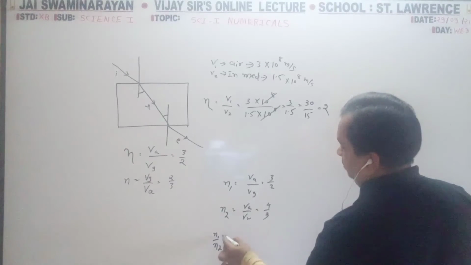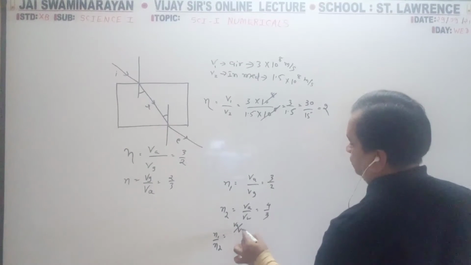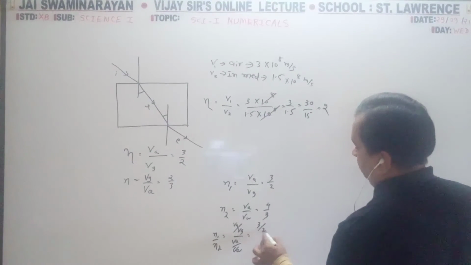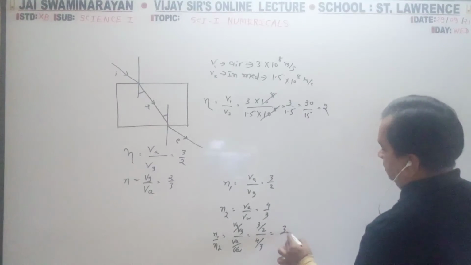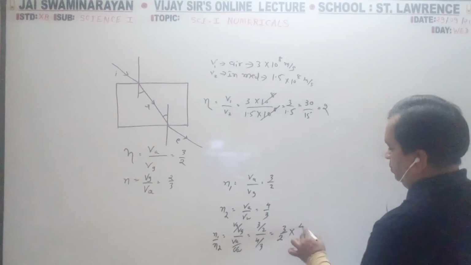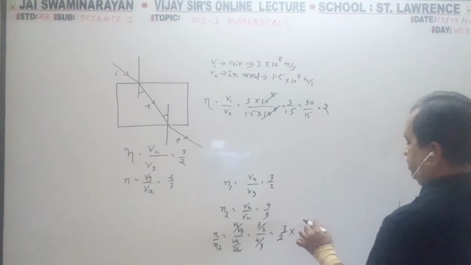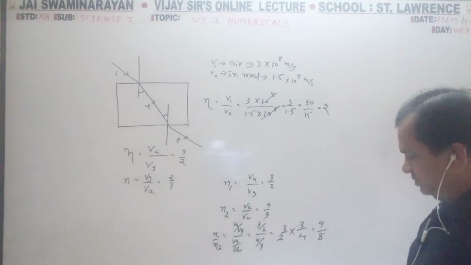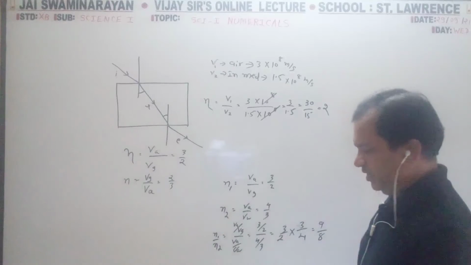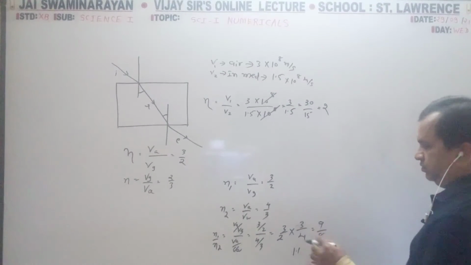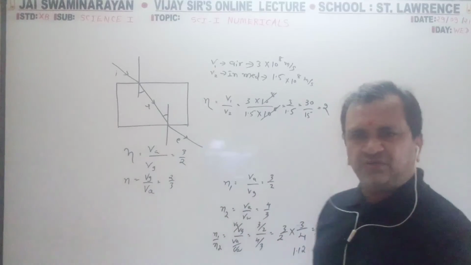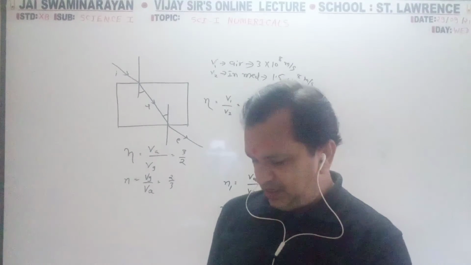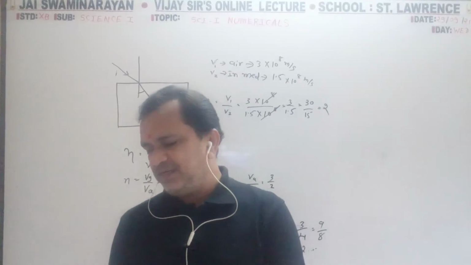N1, N2. Velocity of air, velocity of glass, velocity of air, velocity of water. 3 by 2, 4 by 3. The answer is 9 by 8. No need to find it as 1.1, 2 like this, but you have to write it in this 9 by 8 form. So these are the numerical question answers of chapter number 6.